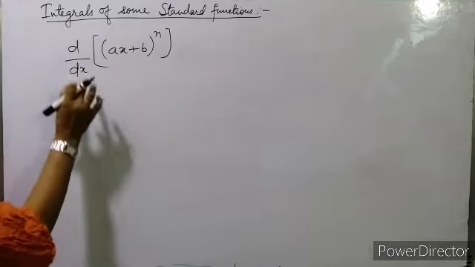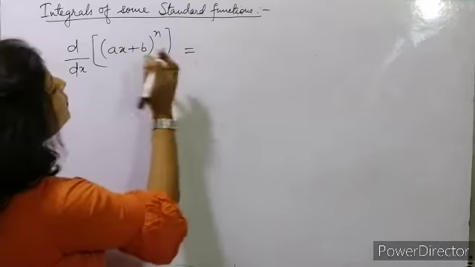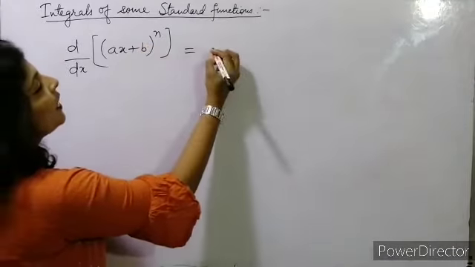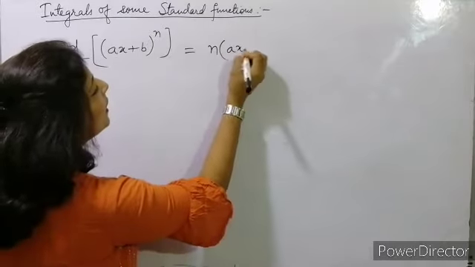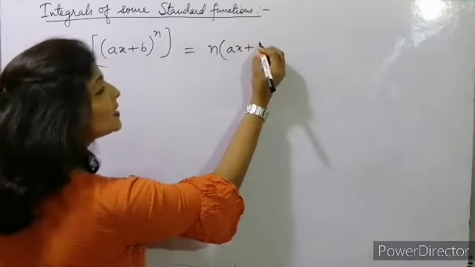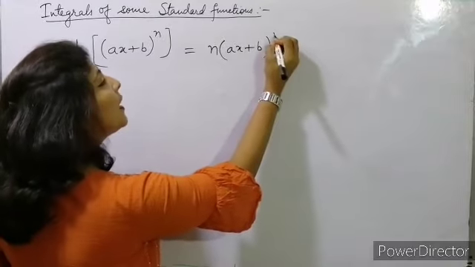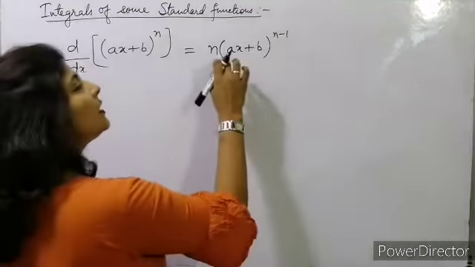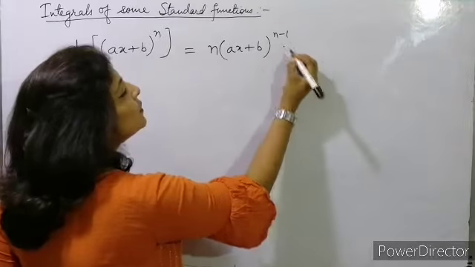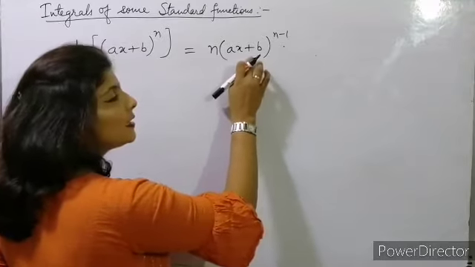to differentiate this function with respect to x. What will we get? First of all, n comes to the front, and then (ax + b)^(n-1). And now we have to differentiate this also. So we will differentiate this separately.